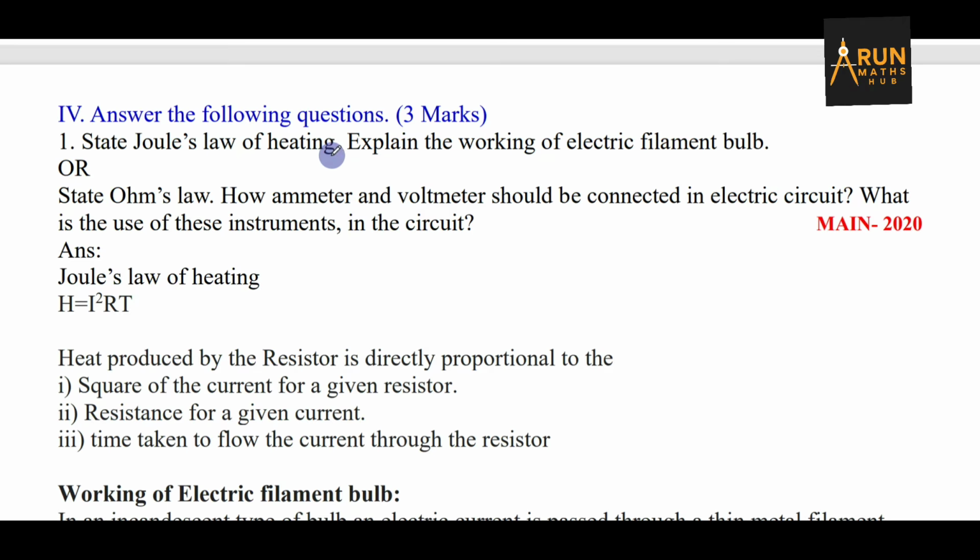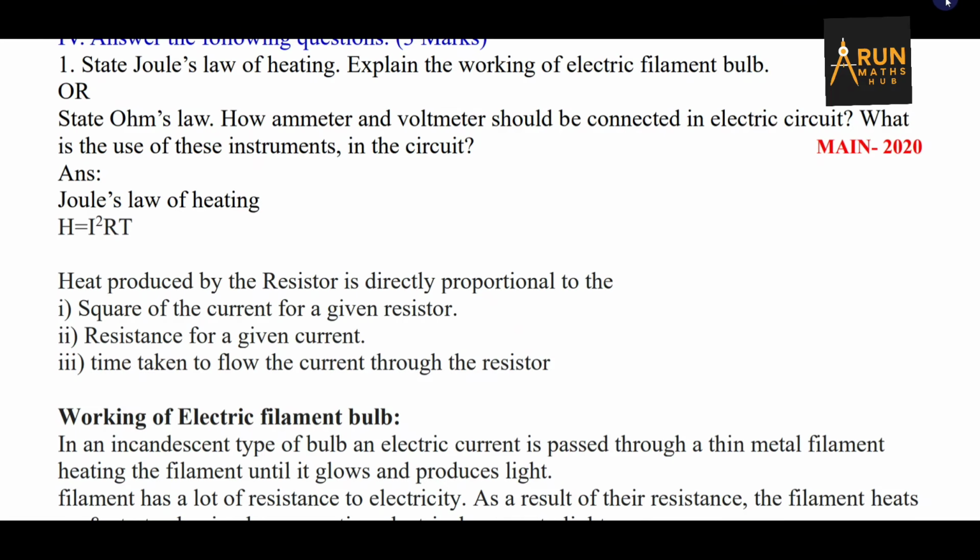State Joule's law of heating. Explain the working of electric filament bulb. What is Joule's law of heating? H equals I square R T. That is, the heat produced in a conductor is directly proportional to the square of the current, resistance of the circuit, and time for which the current flows.